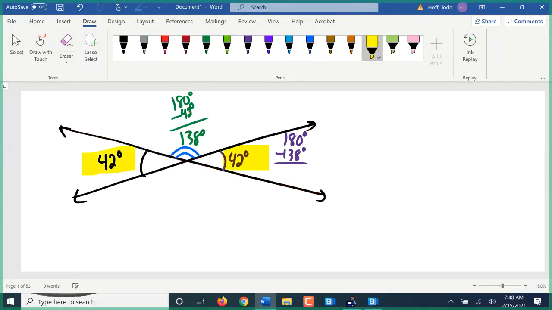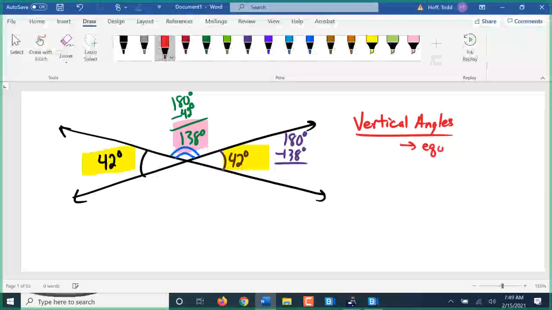Which brings us to the relationship between those two angles. Because they are supplementary to the same angle, 138, they have to be equal. A special name is given to them: they're called vertical angles. They're vertical because they're on opposite sides of two intersecting lines. They have to be the same. Vertical angles are always equal.